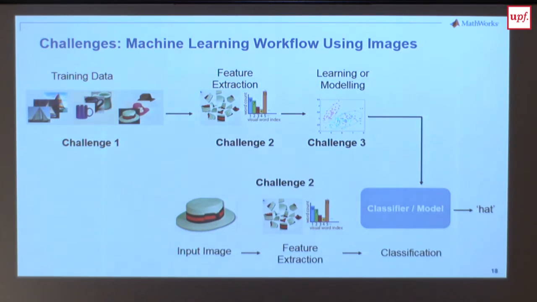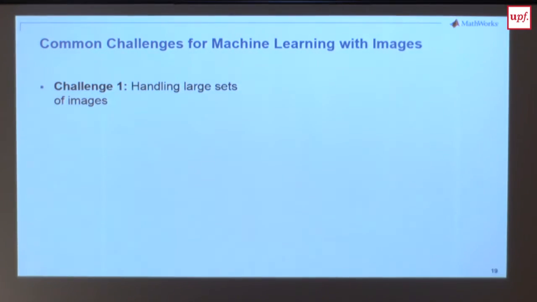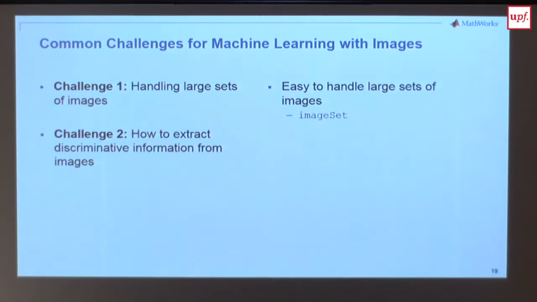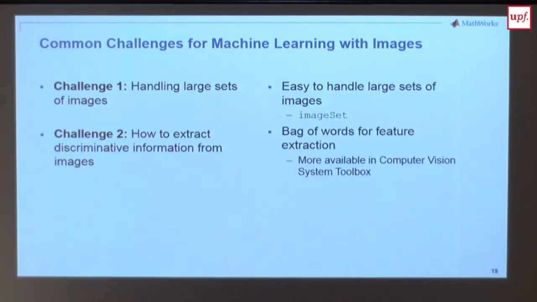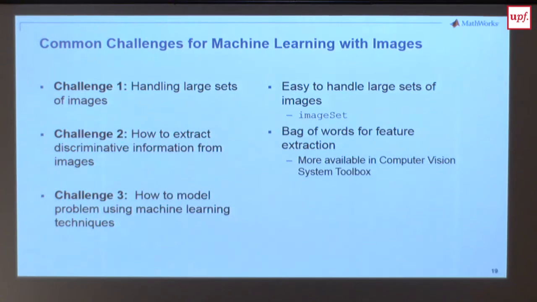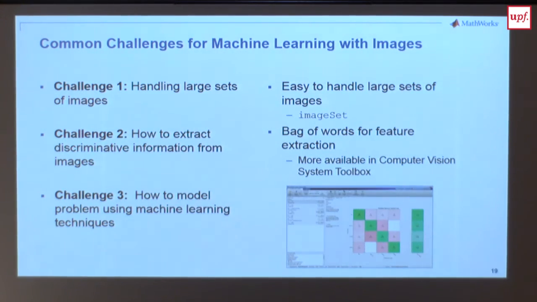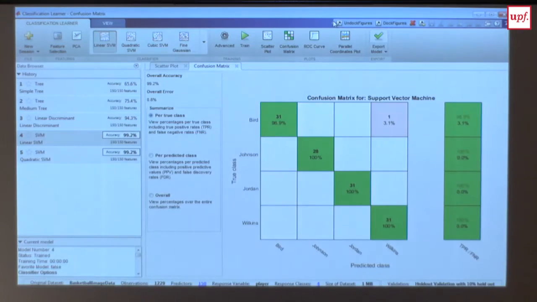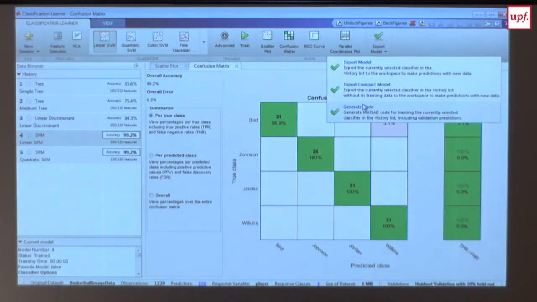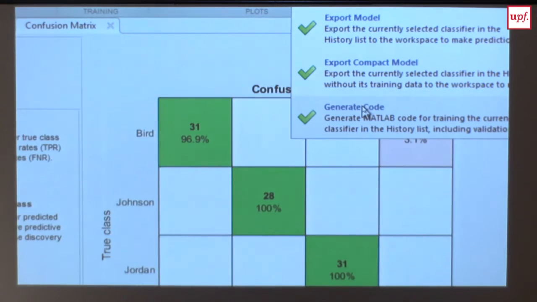So with that, I think we covered the 3 challenges. Remember, handling large sets of images, I used image set. Challenge number 2, how to extract this information. Here I used the bag of words, but you can see that there are many feature extraction techniques in the computer vision system toolbox. And finally, how to model the problem using machine learning. I used the classification learner app. Okay. Something great about the app as well that I didn't mention is the fact that you can actually not only export the variable, but go right here and generate the code that you would actually have written in MATLAB.